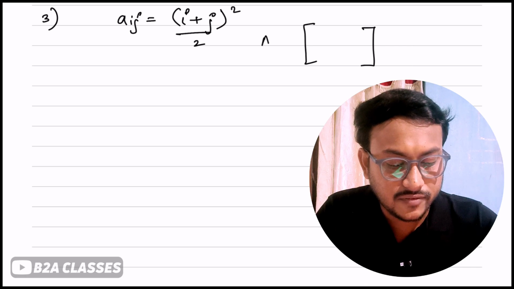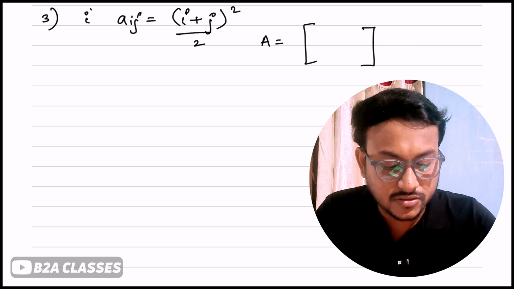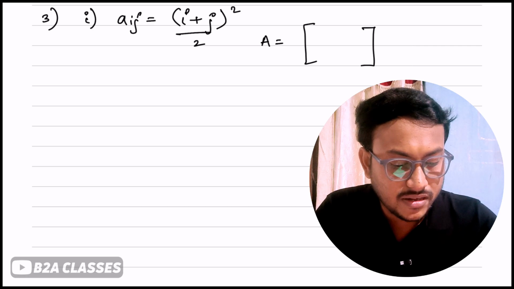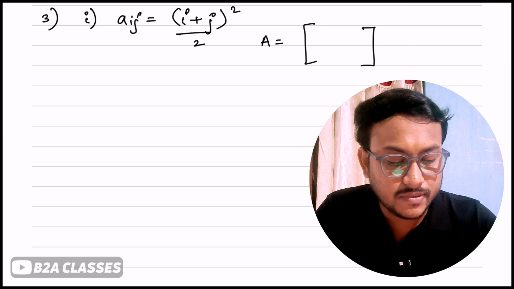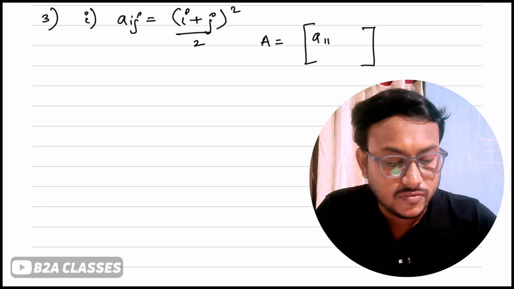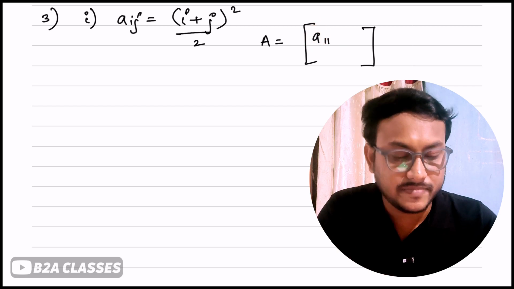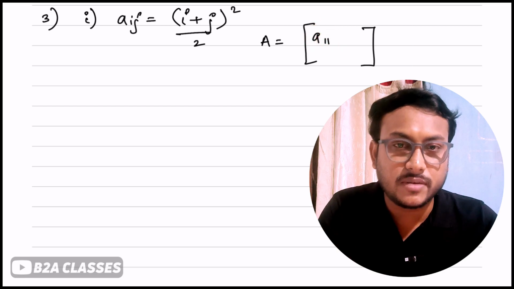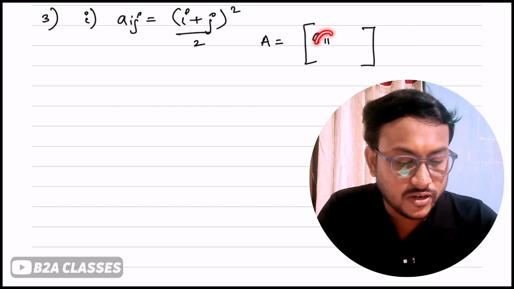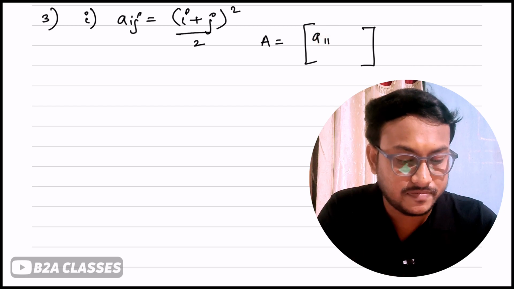So first we will write the general form of the matrix. So this is the first part of question number 3. The general form of the matrix will be, the first element will be A11. Why A11? The small letter a is used to represent an element. The number in the subscript is used to represent the location of the element. So 11 means first row, first column.